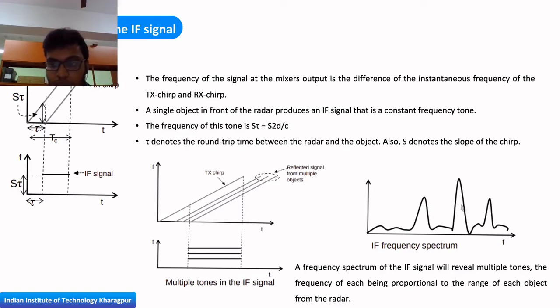This plot is also known as the range FFT plot, because it gives you a broad idea of where the object is located. So yes, we can figure out where the object is located.